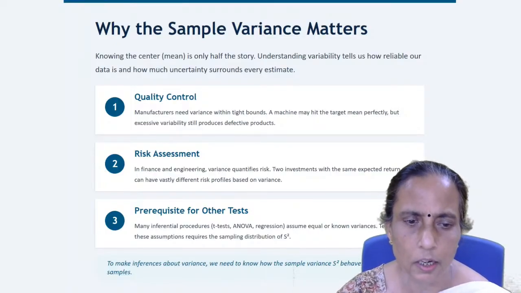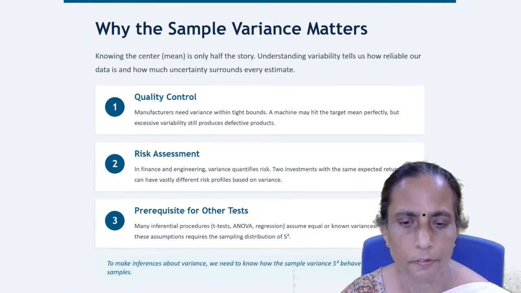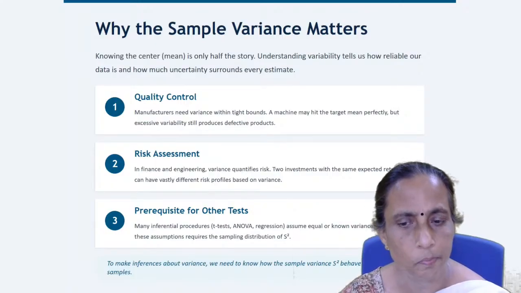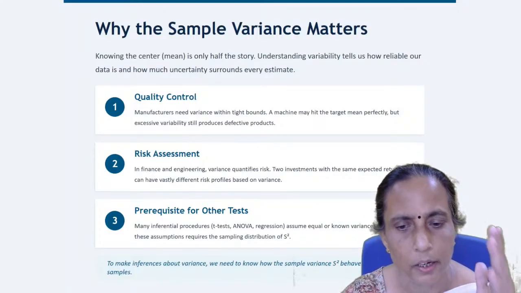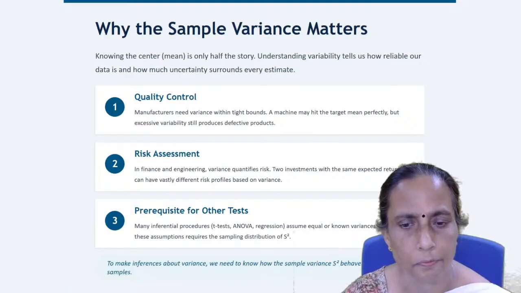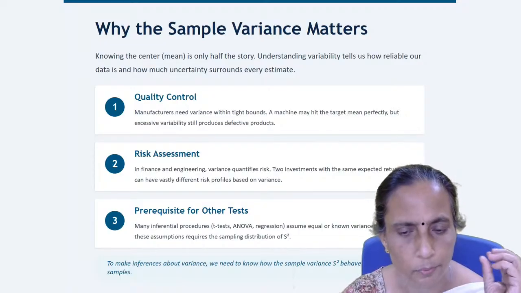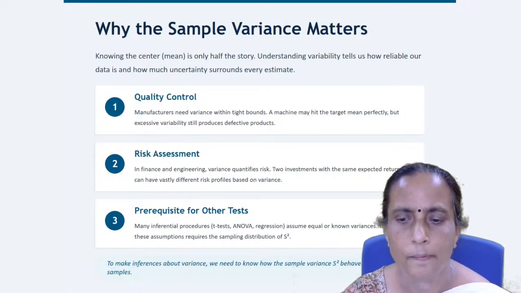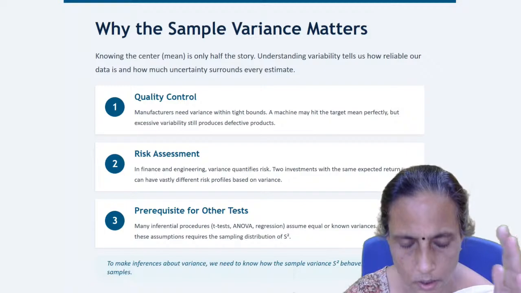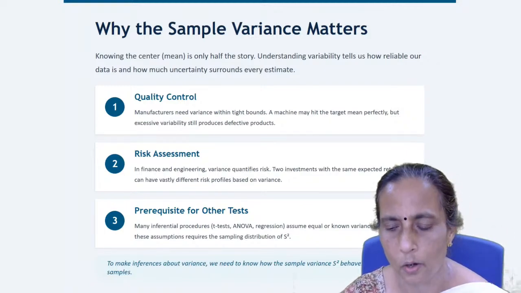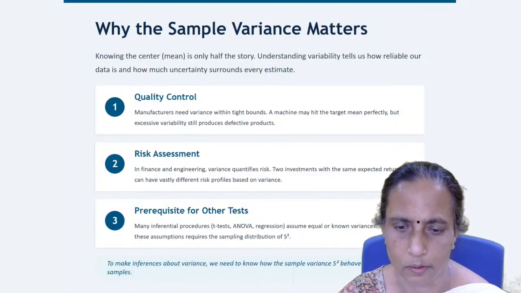And number three, prerequisites of other tests. Many inferential procedures like the t-test, analysis of variance, and regression analysis assume equal or known variances. Testing these assumptions requires the sampling distribution of the sample variance. So to make inference about variance, we need to know how the sample variance S square behaves across repeated samples.